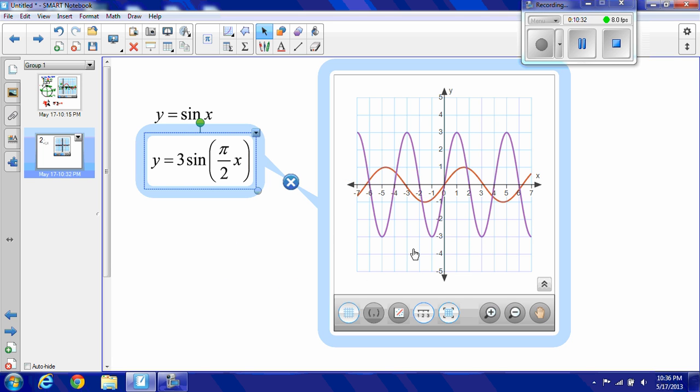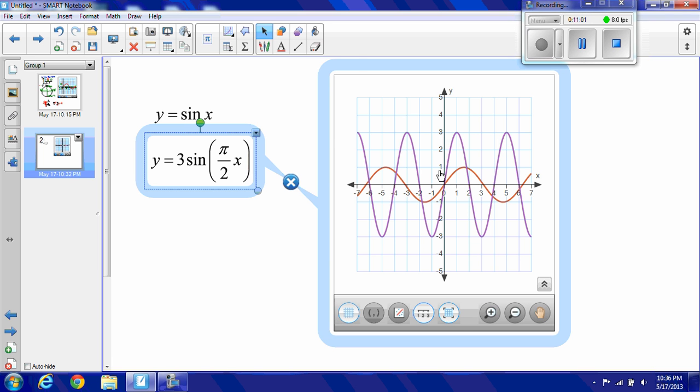You can see now in the purple here, I start at 0, I go up as high as 3, and that is at 1. I come down back to 0 at 2, I go down to -3, and I come back up, completing my cycle at 4. So my period here is 4. It's no longer the full 2 pi, and I've got a much larger amplitude.